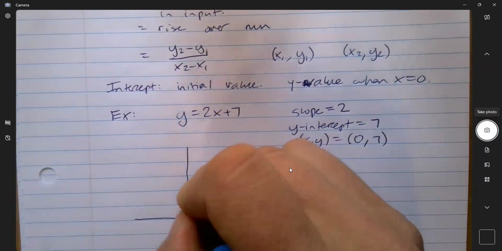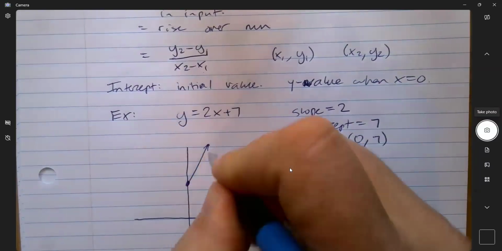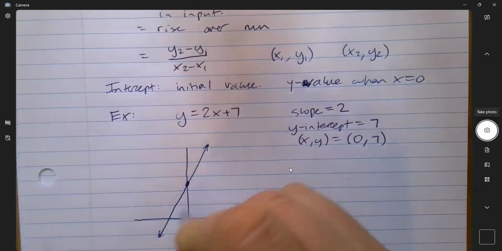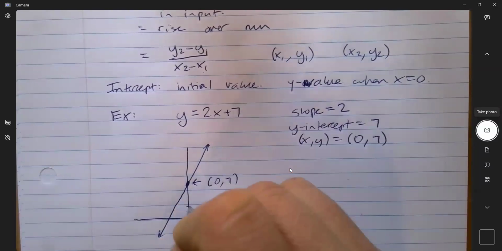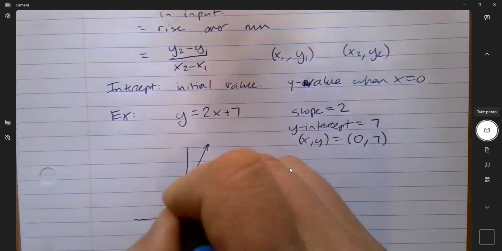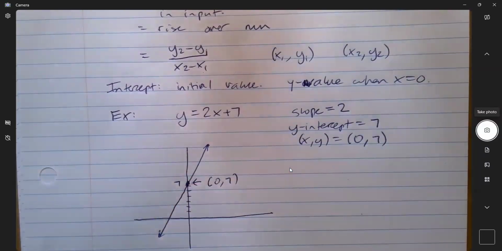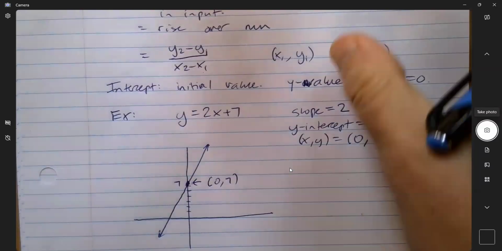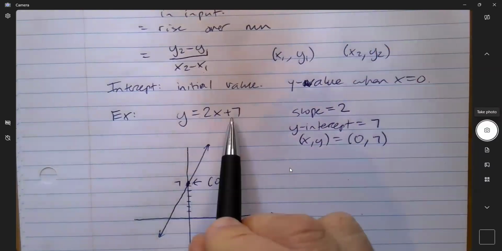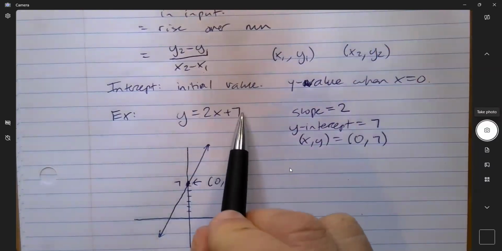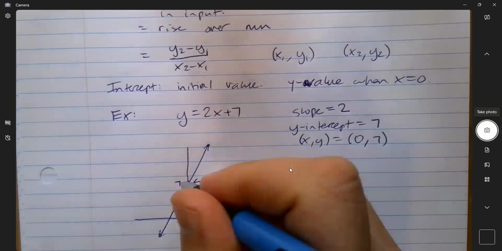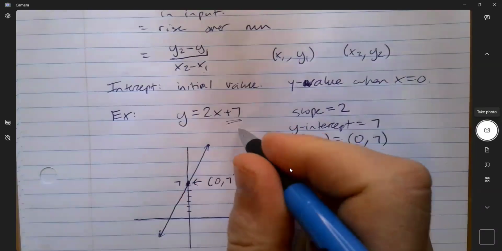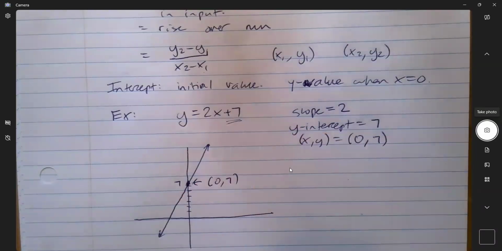And if you were to show this on a graph, you'd have a line where the slope is 2, and the intercept is (0, 7). 1, 2, 3, 4, 5, 6, 7. So the height of that point is 7. Just like with slopes, intercepts can be whole numbers, they can be fractions, they can be negative numbers, and they always tell you what the y value is when the x value is 0.